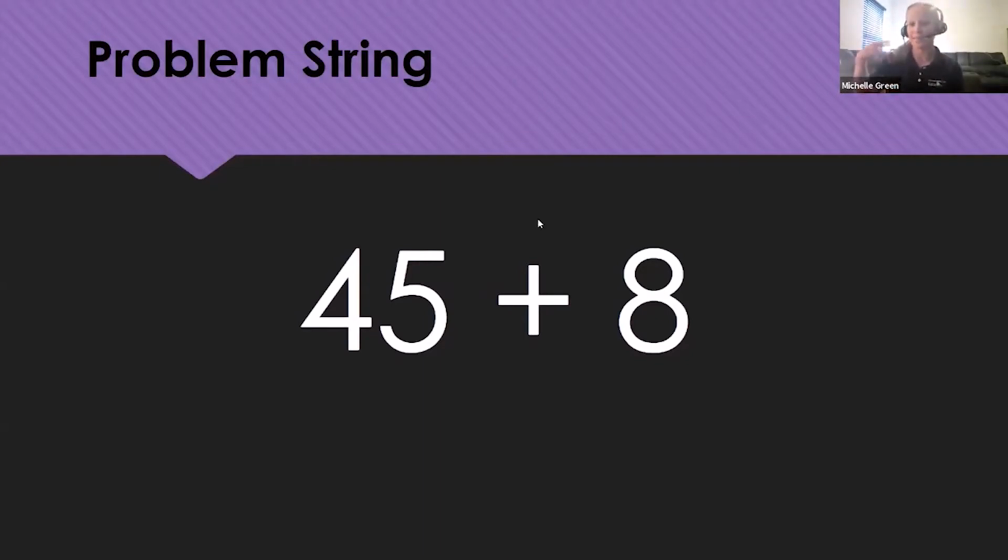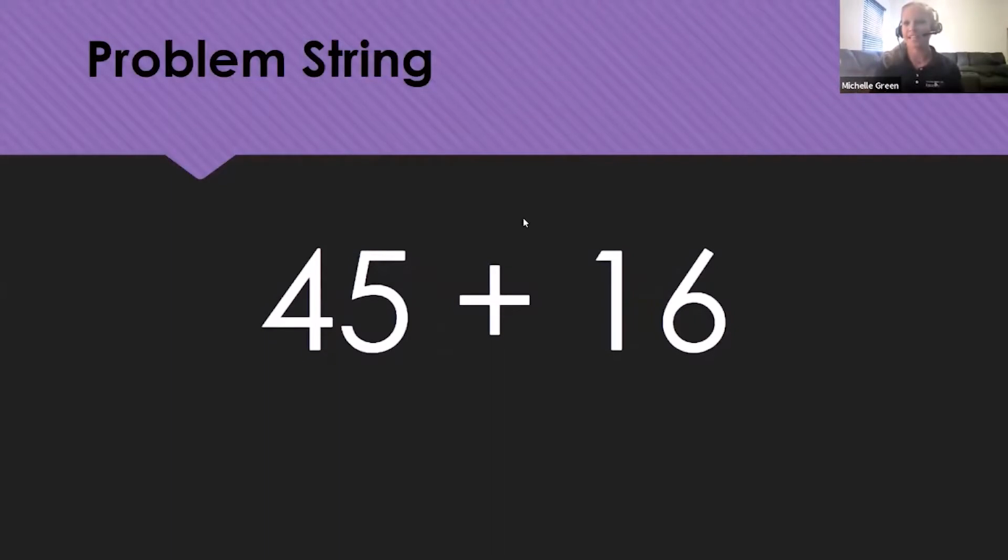So I want you to keep using the things that you're noticing about your strategies to continue to find the answers to these. Let's look at this last one right here. So here's this last one. So I want you to think about, what is 45 plus 16, and how can you use some of the things that you've been doing to help you determine this one?